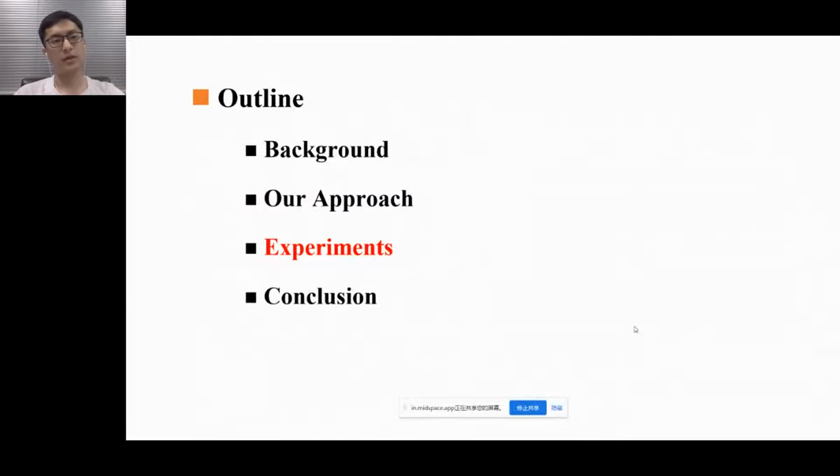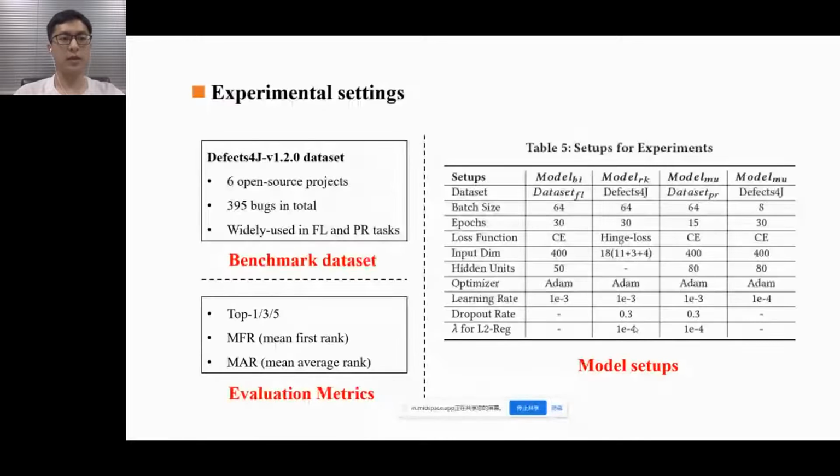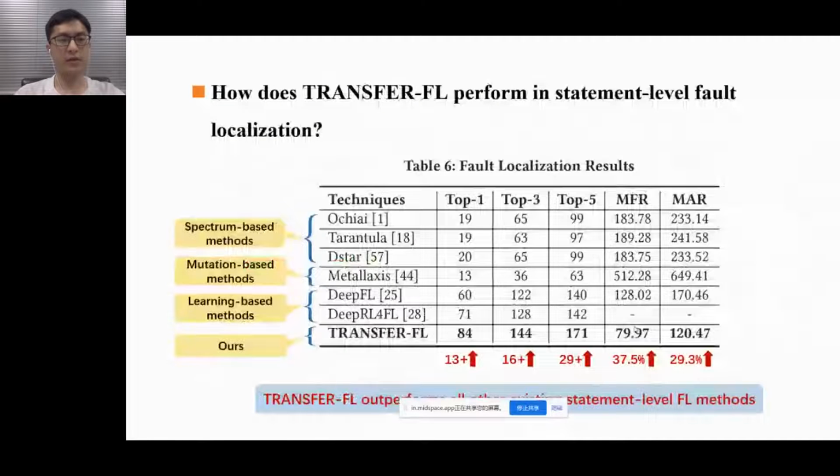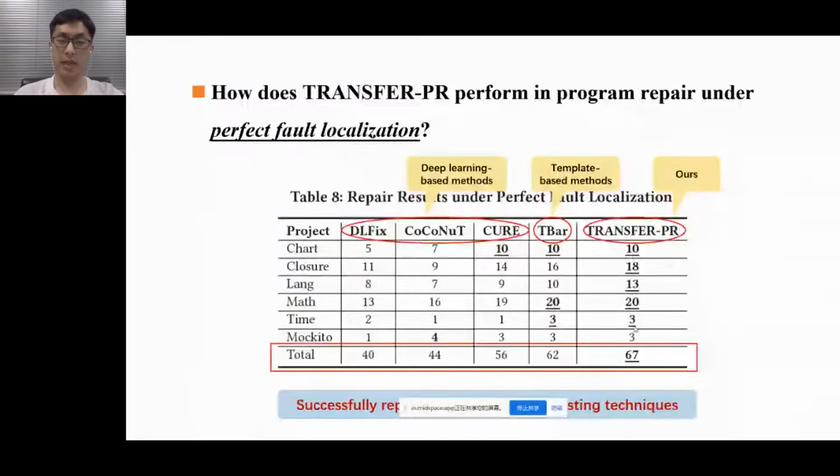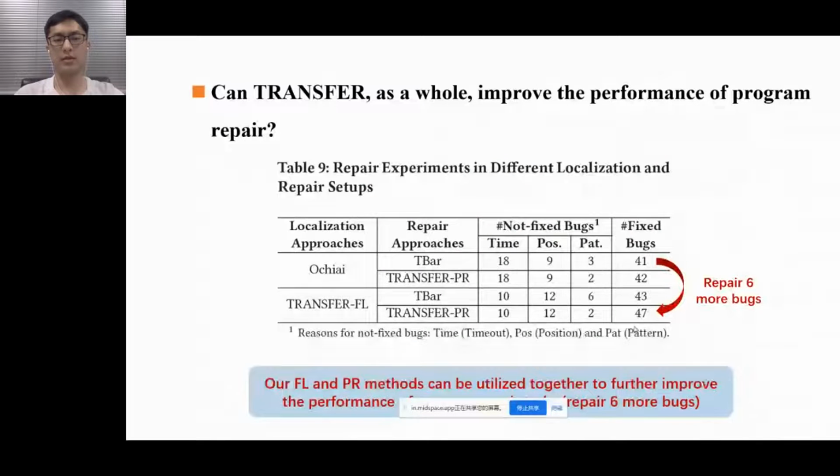Next, let's take a look at the experimental performance. The widely used benchmark Defects4J is also used in our experiments. The evaluation metrics and the detailed setups in our experiments can be seen in the table. First, we compare Transfer FL with 6 FL methods. As a result, Transfer FL performs best on all the evaluation metrics. And then we compare Transfer PR with 4 repair methods, and Transfer PR can fix 5 more bugs than the baselines. Next, when Transfer FL and Transfer PR are used together, 47 bugs can be fixed, 6 more than the repair method TBar.